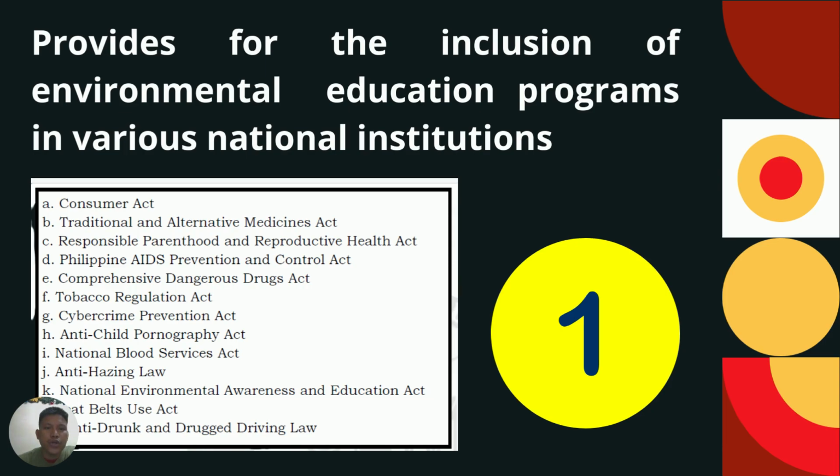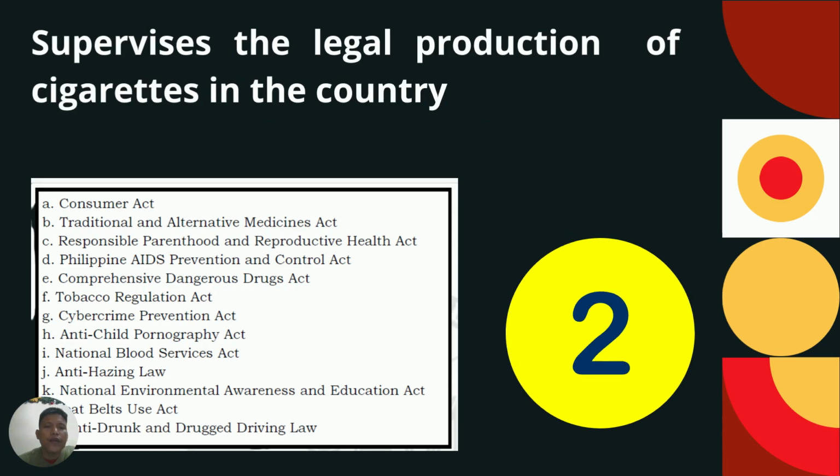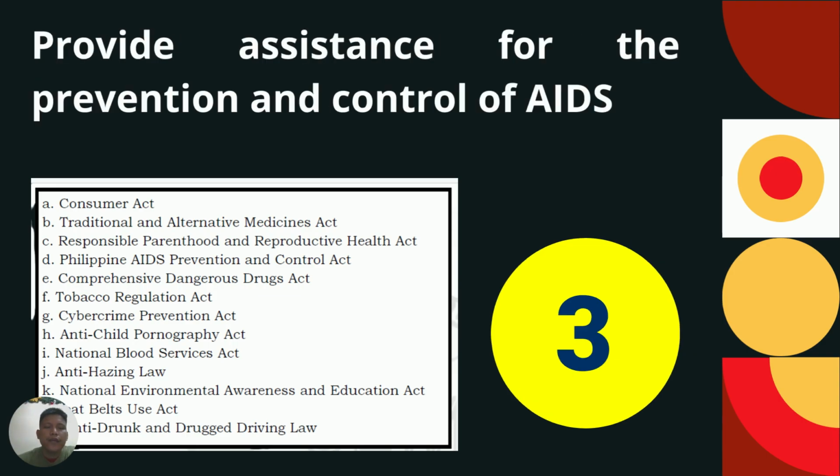It provides for the inclusion of environmental education programs in various national institutions. Number 2, it supervises the legal production of cigarettes in the country. Number 3, it provides assistance for the prevention and control of AIDS.